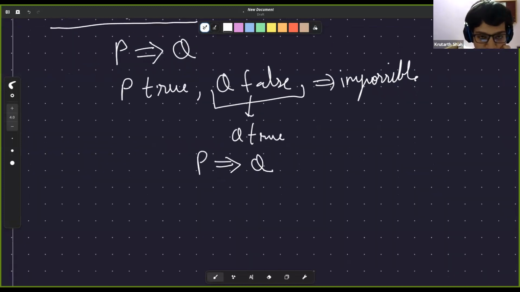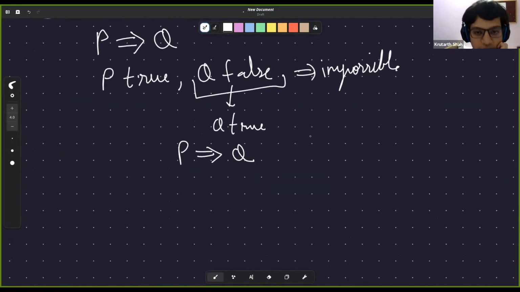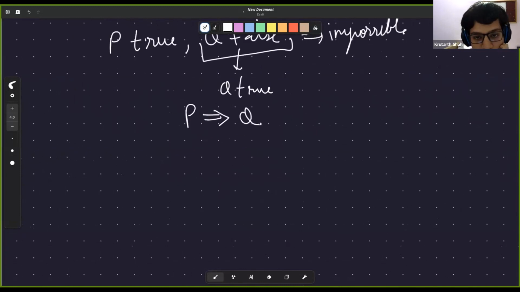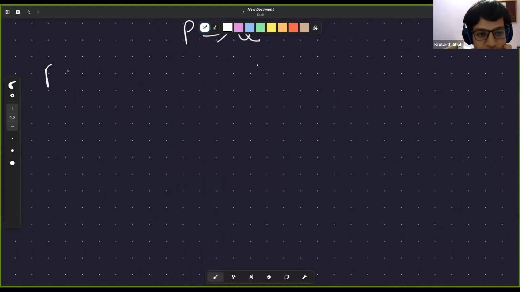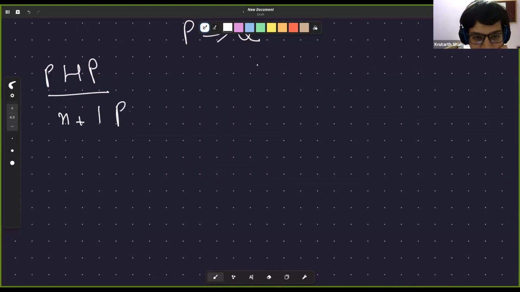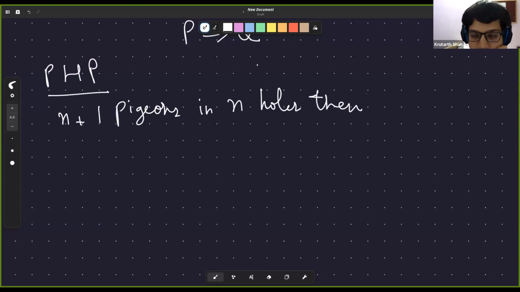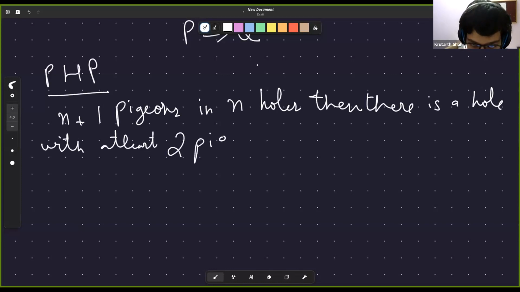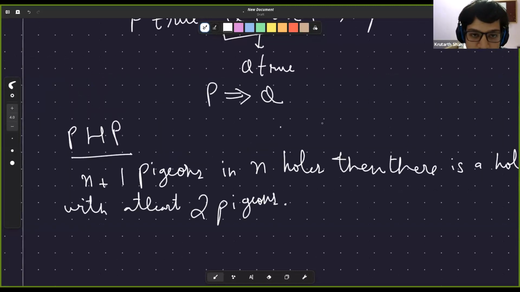So as an example, okay, let's start with an easy example. You must have heard of the pigeonhole principle, right? If I have n plus 1 pigeons in n holes, then there is a hole with at least 2 pigeons in it. So would someone like to give a proof using contradiction?